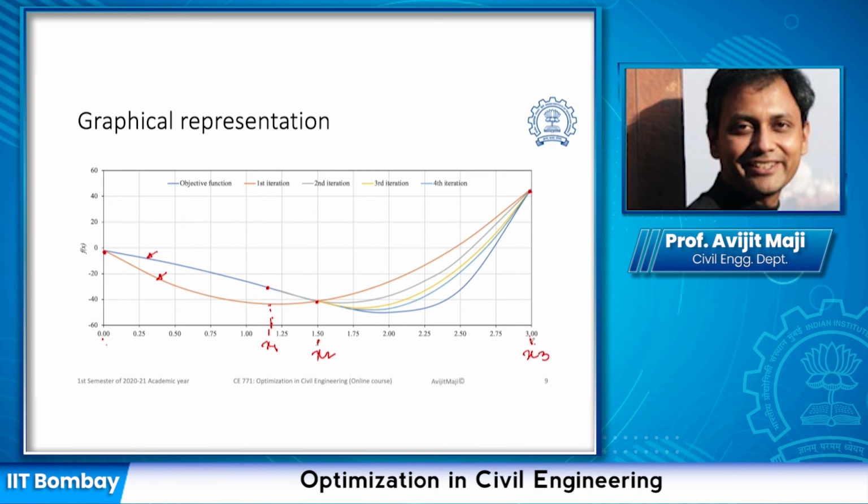Once we do this and fit in the quadratic function, then we'll find the quadratic function is going to be of this gray line, and if we try to find out the optimum point of this quadratic function, we'll find that it is going to be at 1.664, which is somewhere here.